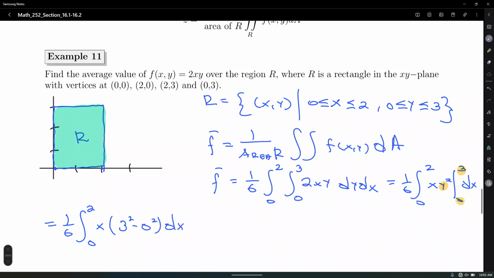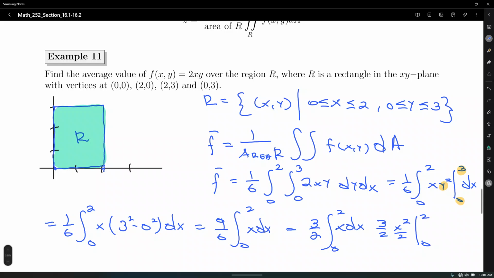3 squared, which is 9, minus 0 squared, which is 0, that's 9. So 9x. I'm going to take this 9 outside and multiply with the 1/6: 9/6 times the integral of x dx from 0 to 2. 9 over 6 is 3 halves. So 3 halves times the integral from 0 to 2 of x dx, which is 3 halves times x squared over 2 from 0 to 2. That equals 3/4 times (2 squared minus 0 squared). What is that? 4 over 4 times 3, is that equal to 3?